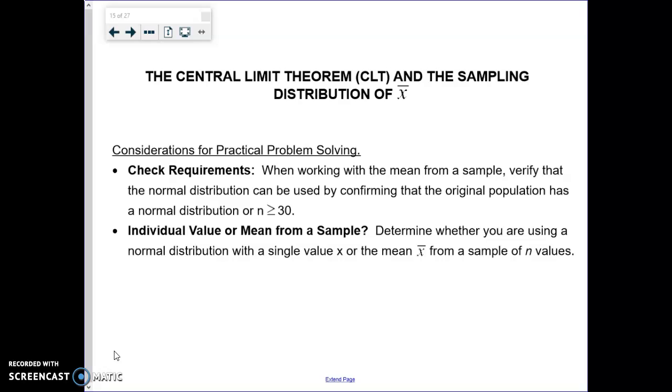Then the second thing you need to look at is, am I looking for a probability based off an individual value, or is it based off the mean of a sample? Because that's going to determine if you can do the problem at all, or if you can, am I going to use a sample standard deviation, or am I going to use the population standard deviation? So as we go through examples, I'll make sure that we look through these things every single time.